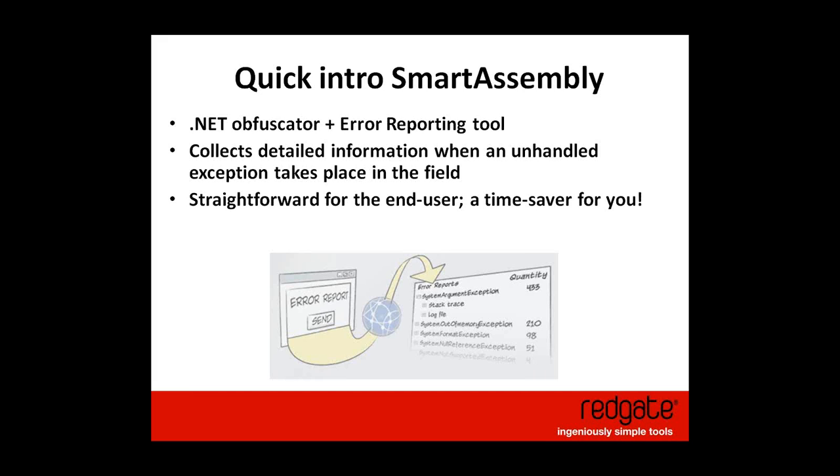When we talk about error reporting, we're talking about a mechanism that collects detailed information when an exception takes place in the field on an end-user's machine. And what's brilliant about it is that it's very straightforward for the end user. All they have to do is click Send Error Report when they get the error reporting dialog. And it's very time-saving for the developer who doesn't have to go through time-consuming email exchanges with the end user, trying to get all the information that he needs about the context of the exception. He gets it all in one report.